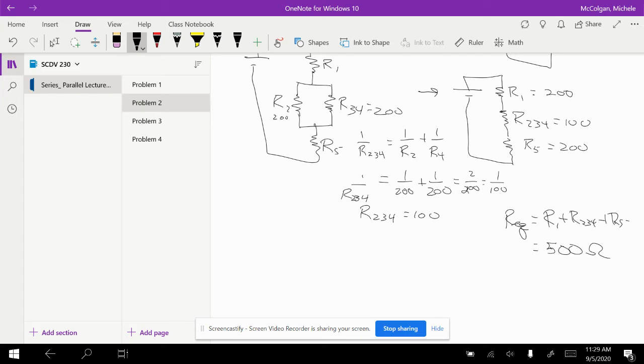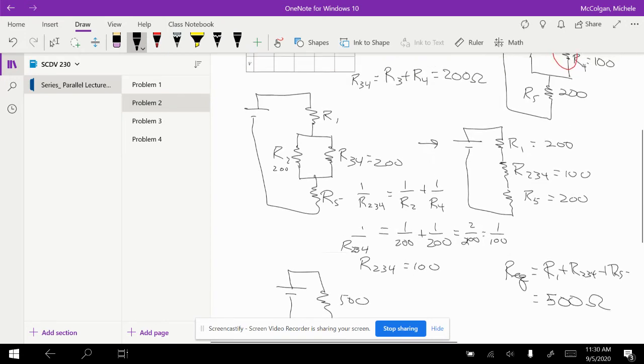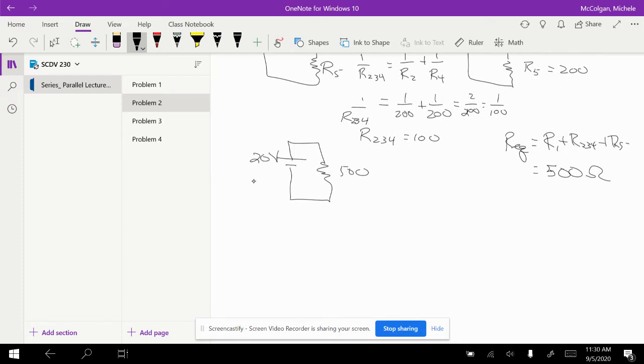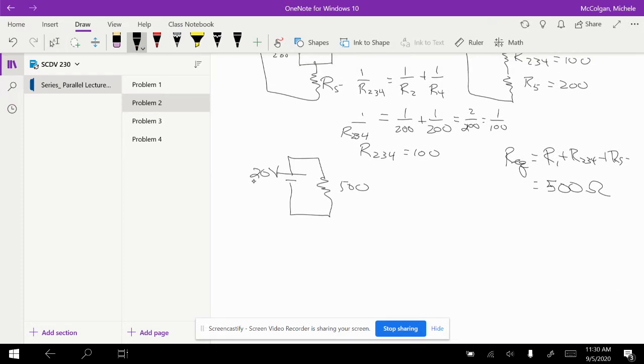So I end up with a circuit that looks like this. This is 500. This is, what was our 20 volts. So I can determine the current for a 500 ohm resistor. So I is going to equal 20 volts, so V over R. And I'm going to have 20 volts over 500 ohms, which gives me 0.04 amps.